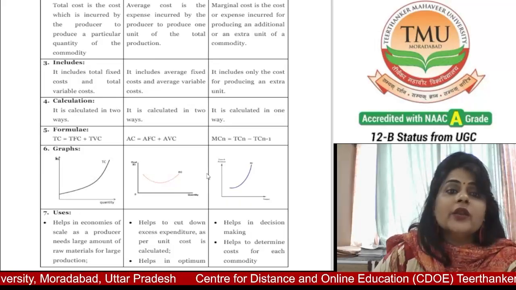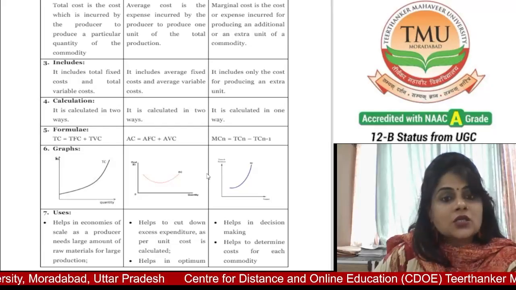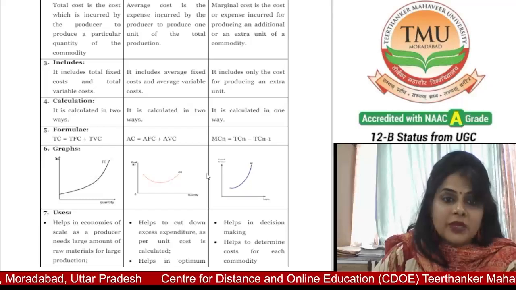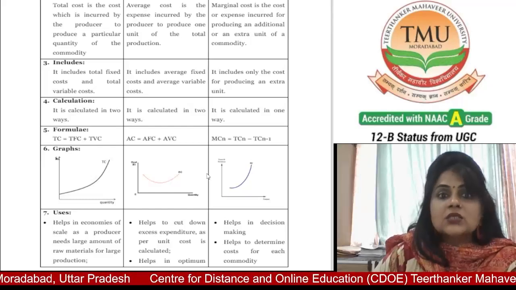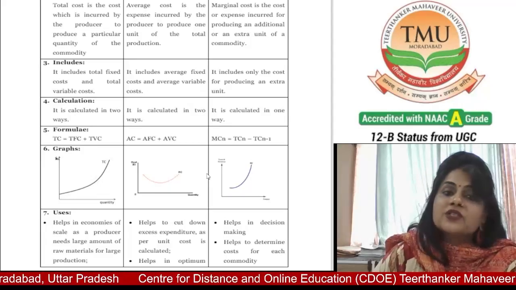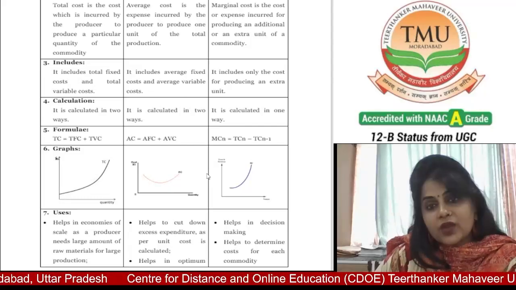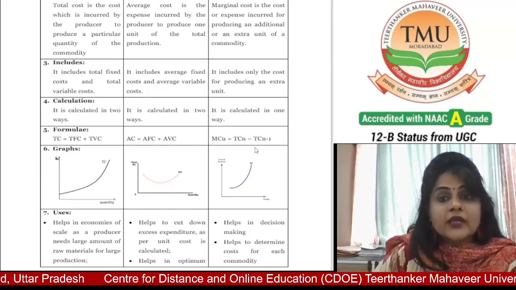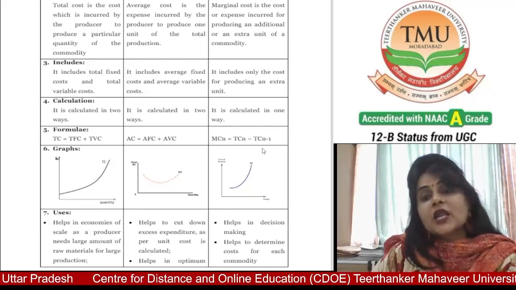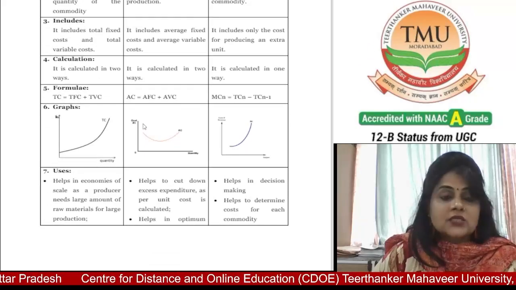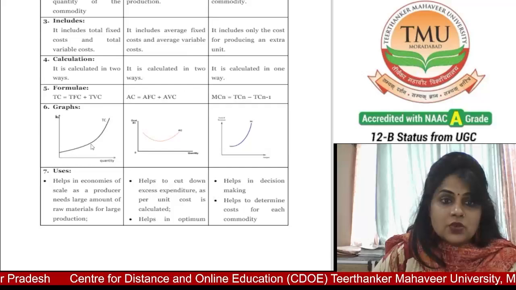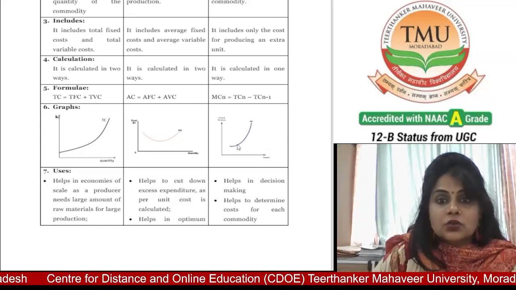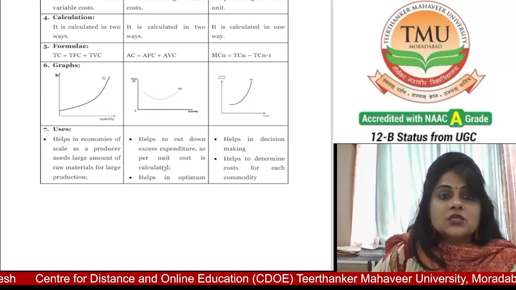Calculation: it is calculated in two ways. Total cost is equal to TFC plus TVC, that is, total fixed cost plus total variable cost. AC, the average cost, is average fixed cost plus average variable cost. MC is equal to total cost minus the previous total cost, that is, the extra additional cost. So this is the graph. It always goes up, and it has a U shape.